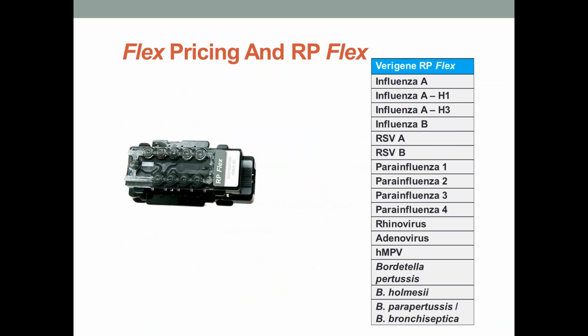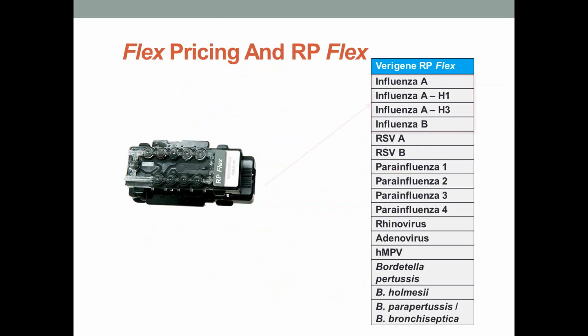So I'm going to just briefly touch on what targets are available on the RP Flex because I think Marilyn's going to go into the targets and the pricing a little bit more during her talk. But as you can see, it offers influenza A with subtyping, influenza B, RSV A and B, parainfluenza 1 through 4, rhinovirus, adenovirus, human metapneumovirus, and several different species of Bordetella testing.